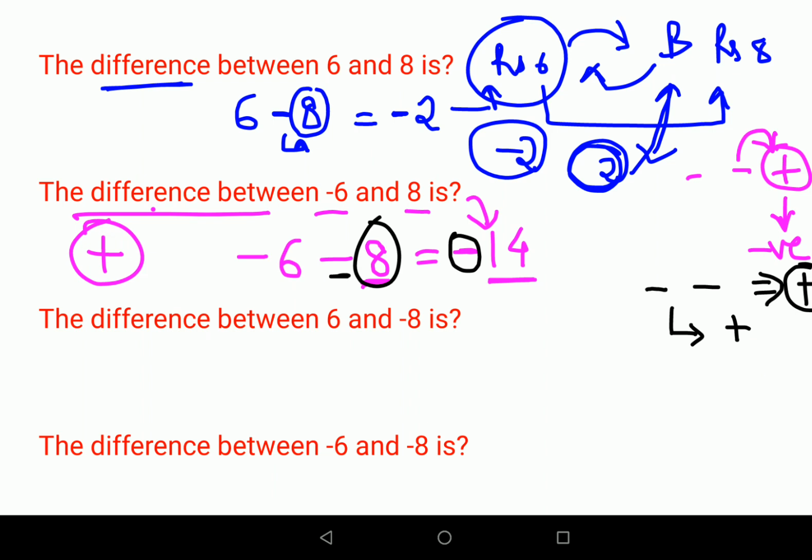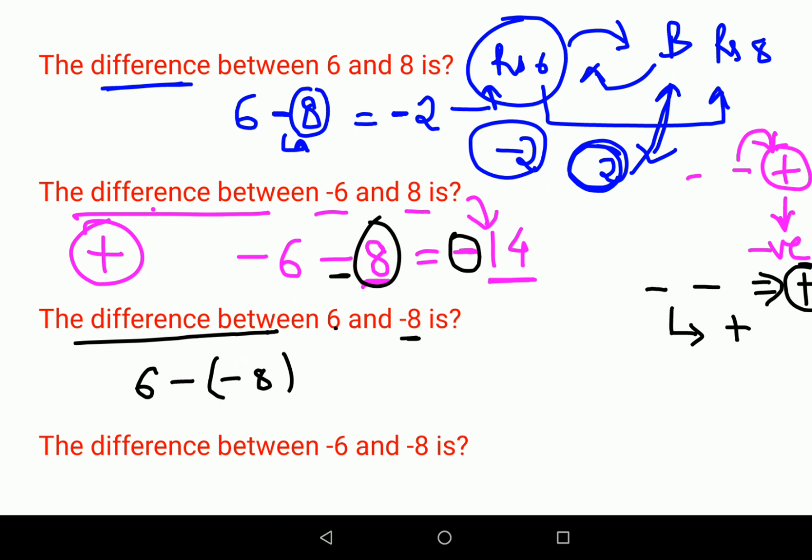Okay, so now coming to the next one, which is the difference between 6 and minus 8. Like I said, the first digit will be written as it is. So 6 is written as it is. Difference means there is a negative sign, and then the number which follows. So following here is negative 8. You can always write this like this.